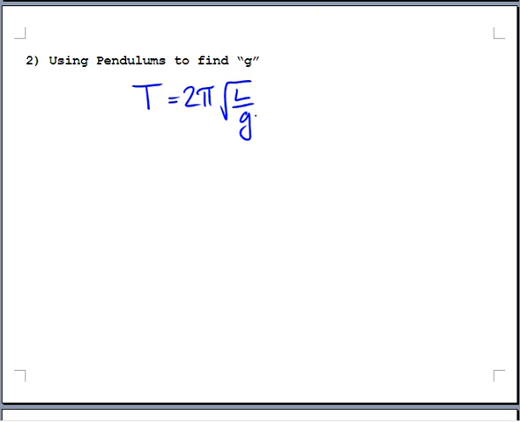So if we're going to try to get G out of there, the first thing we'd want to do is divide both sides by 2 pi. That's going to cancel the 2 pi, so that leaves us with T divided by 2 pi equals root L over G. And then we would want to square both sides.